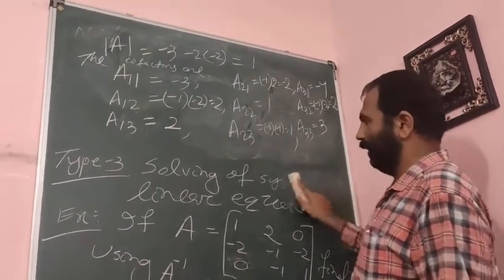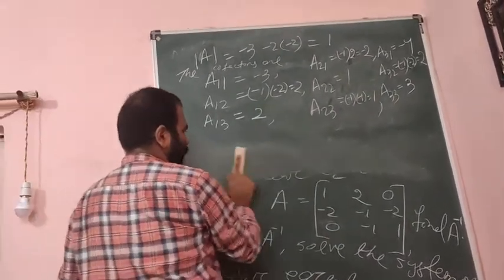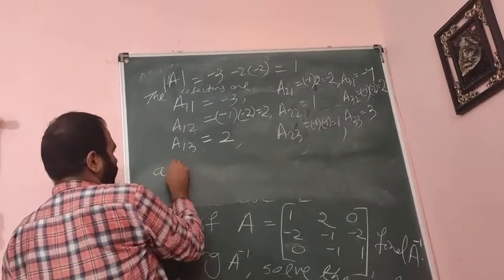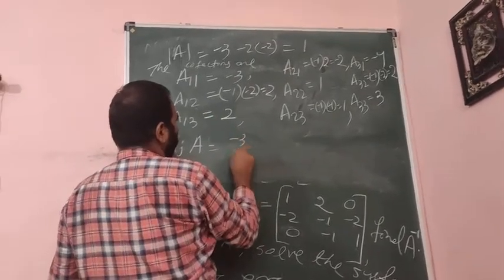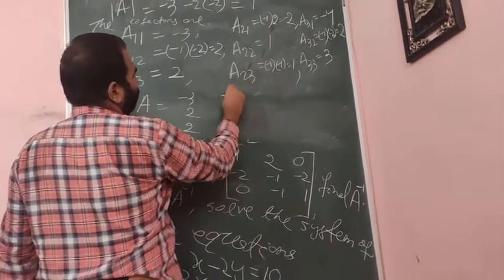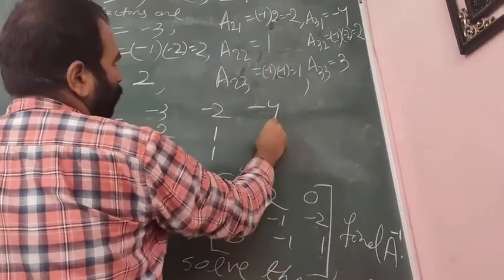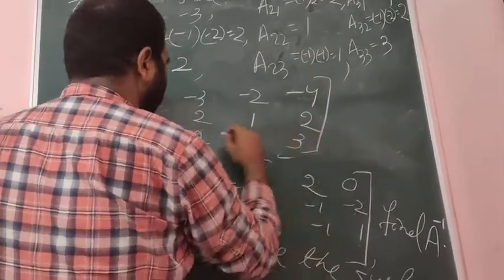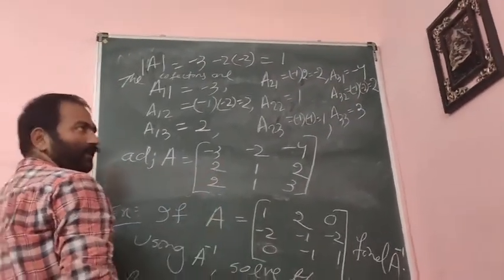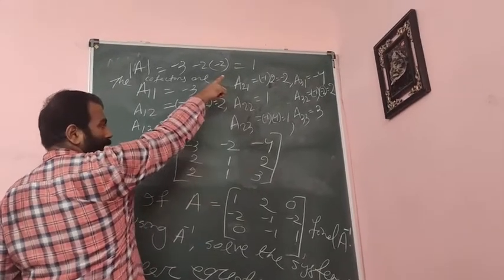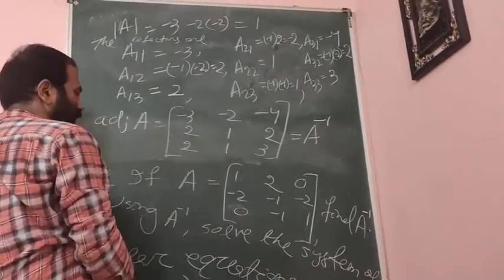Now you find the adjoint. So what is the adjoint? The adjoint of A equals, copy it here: minus 3, 2, 2, and here minus 2, 1, here it is also 1, and here minus 4, here 2, here 3. But what is A inverse? A inverse is the adjoint of A divided by the determinant of A. But the determinant of A is what? 1. So A inverse is also the same as this.